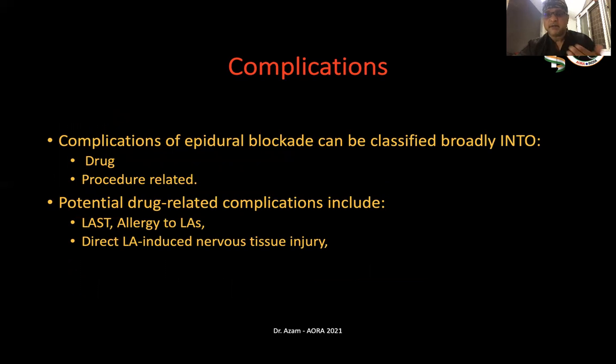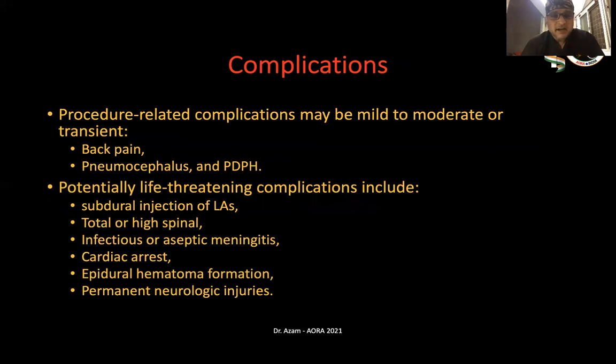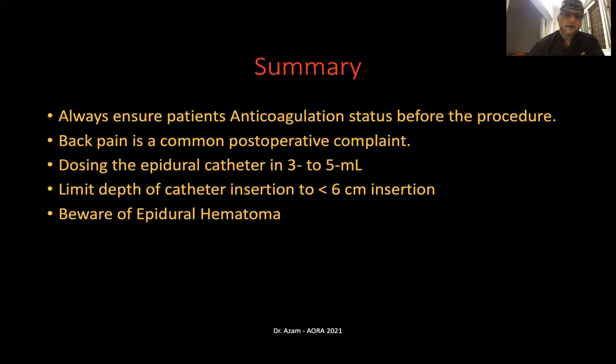Now, the complications of epidural blockade can be classified broadly into drug or procedure related. Potential drug related complications include allergy to local anesthetic and direct local anesthetic induced nervous tissue injury. Procedure-related complications may be mild to moderate or transient: back pain, pneumocephalus if you're using air as a loss of resistance technique, and PDPH. Potential life-threatening complications include subdural injection of local anesthetic, total or high spinal, infections or aseptic meningitis, cardiac arrest, epidural hematoma formation, and permanent neurological injuries.